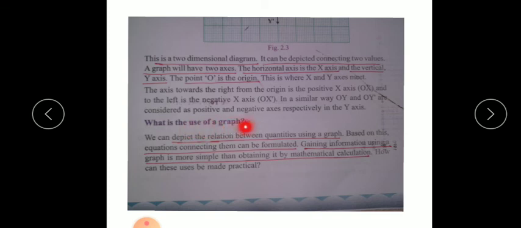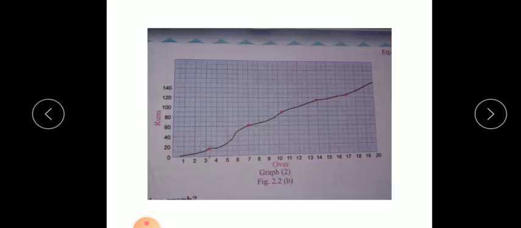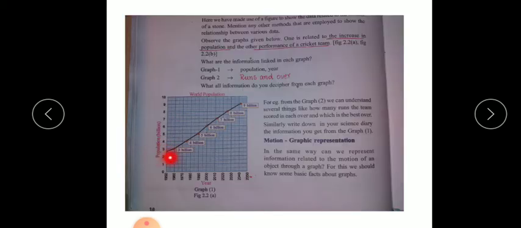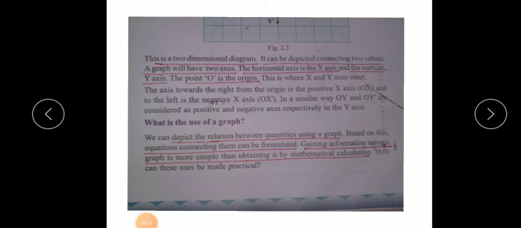So what is the use of a graph? We can depict the relationship between quantities using a graph. So using a graph, we can easily find the relationship between the quantities. For example, in this graph you can see the relationship between run and over, is it? With increasing over, their runs also increasing, is it? And here the relationship between population and year can be depicted.